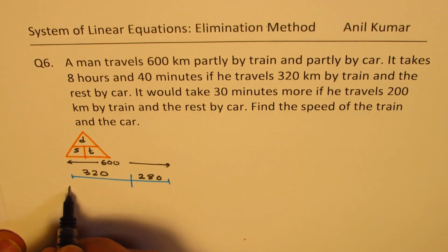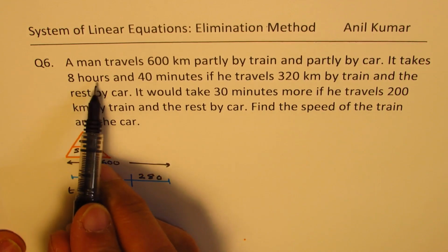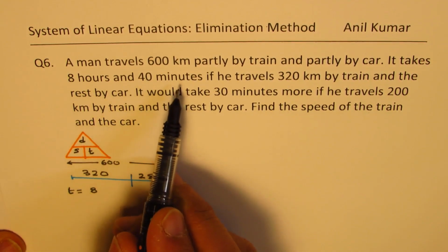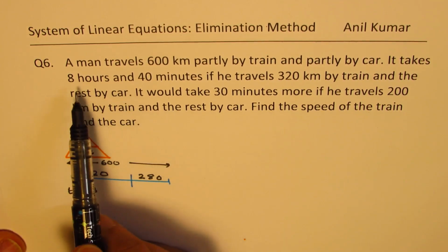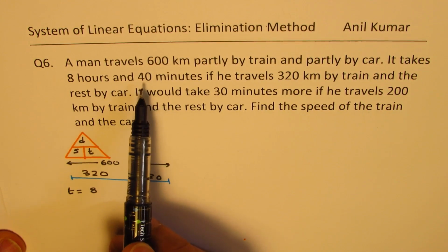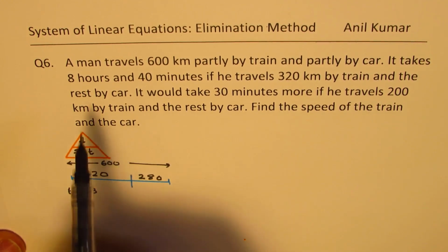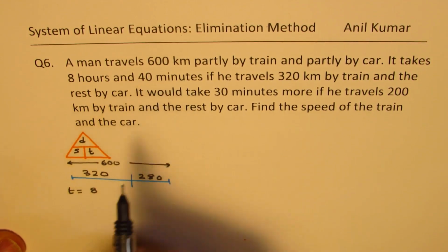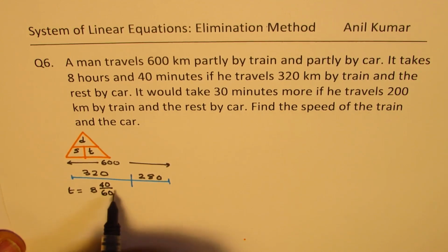So time t for us is 8 hours. So 8 is hours. Now 40 is in minutes. We need to convert them into one unit, right? As you prefer, you could do it in hours or in minutes. I prefer to do it in hours, and we are going to use fractions. See how. 8 hours and 40 minutes. 40 minutes means what? 40 in hours is 40 over 60, right? So that gives you time in hours. Is that clear to you?